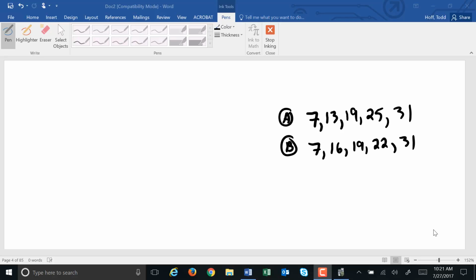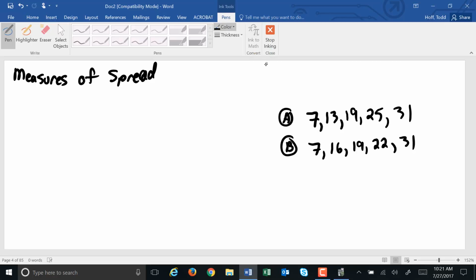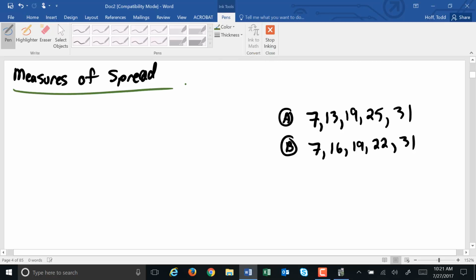So we talked about measures of center. For this next hour or so, it's time to talk about measures of spread. How to know approximately how wide that curve has become. Well, our first measure of spread that we're going to discuss is called the range.